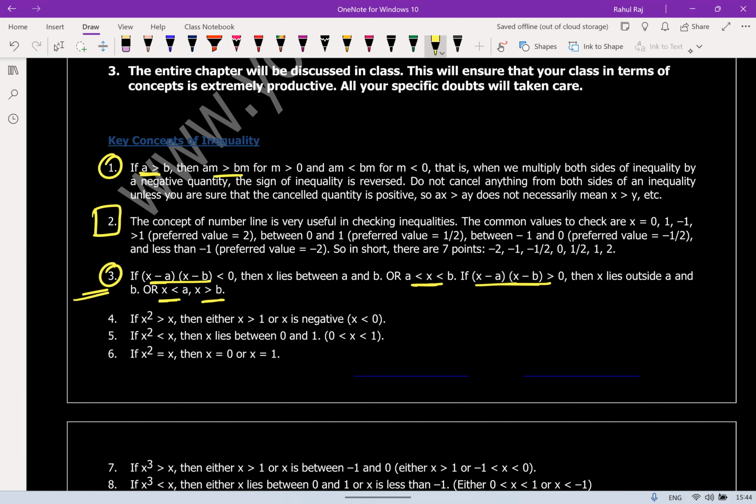All clear? Point number 4, X square greater than X. What does this mean? That either X is greater than 1 or X is less than 0. X square less than X means X lies between 0 and 1.